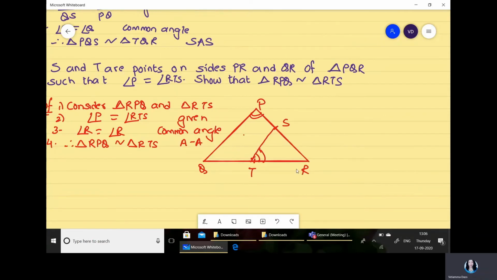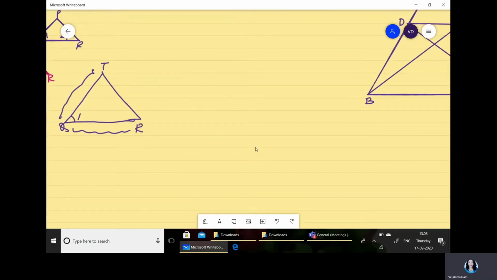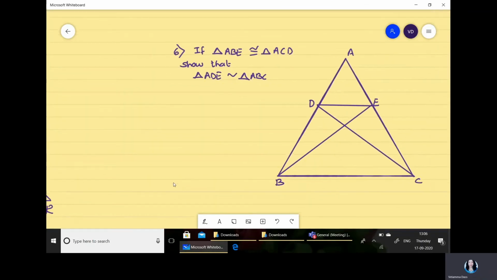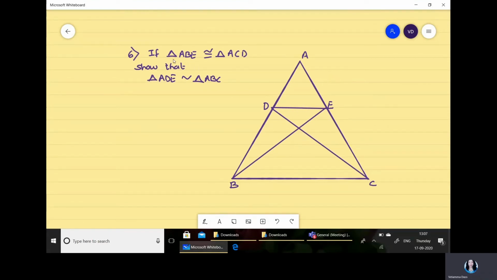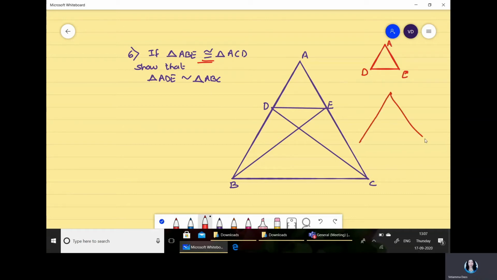Let's do the next sum, question number 6. In question number 6, it is given that if triangle ABE is congruent, see the sign, to triangle ACD, you have to show that triangle ADE is similar to triangle ABC. So when you separate it, what exactly do you have to prove? We come to know this is ADE, and the bigger triangle is ABC.